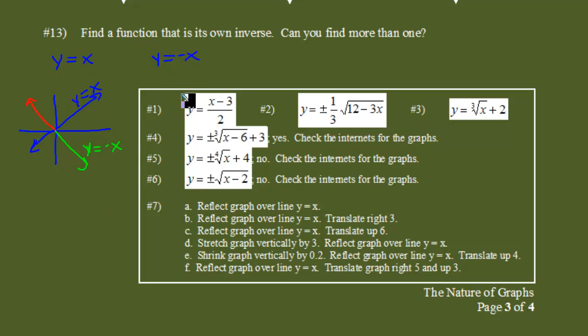But to answer the question the way it is asked, find a function that is its own inverse. Found it. Can you find more than one? Yes. That's a terrible question. The way that's worded, all you have to do is say yes. You don't even have to find another one. It's implied to find another one, but it's not your job to go for things that are implied. But it would be y equals negative x.